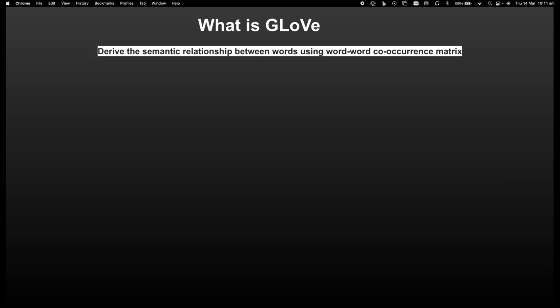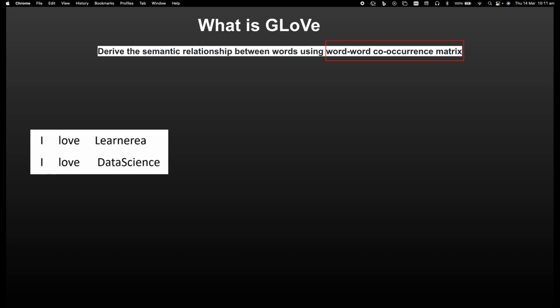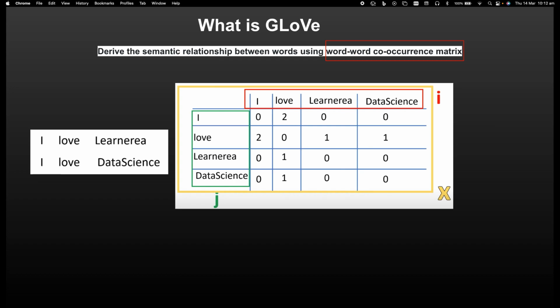It derives a semantic relationship between words using a word-to-word co-occurrence matrix. That doesn't say much either. What does a word-to-word co-occurrence matrix even mean? Let's say you have a whole corpus of data. For the sake of simplicity, I took a smaller amount of data. Let's say there are two sentences: I love something something, I love data science. What I'm trying to do is create a matrix of all the unique words in the data set. It's a really small data set because it's easy to visualize.